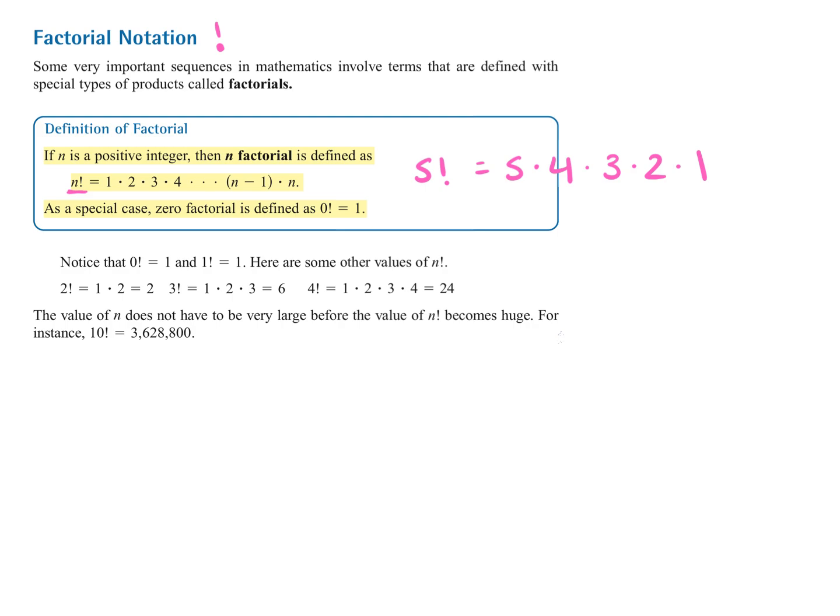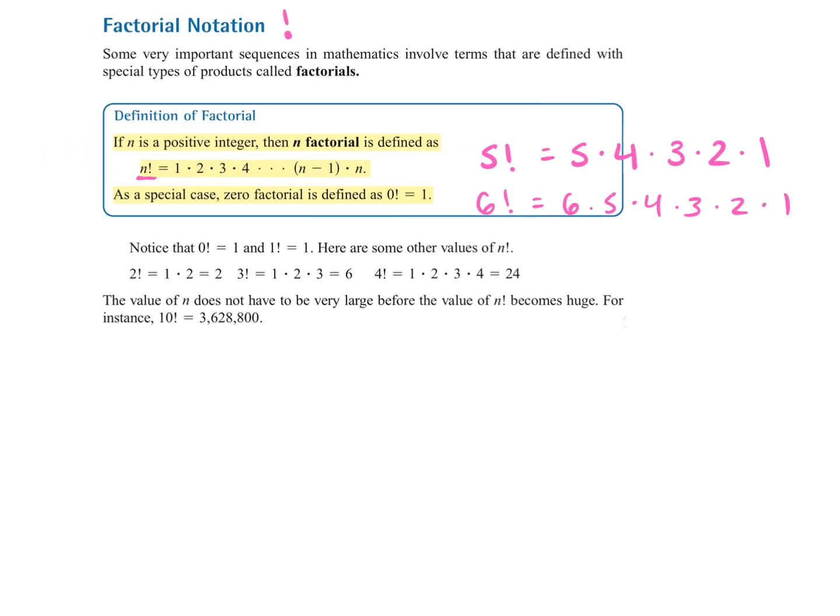If I had 6 factorial, this would be 6 times 5 times 4 times 3 times 2 times 1. A couple important ones that I want to mention here is 0 factorial is 1, and also 1 factorial is 1. So 0 factorial is equal to 1, and 1 factorial is also equal to 1.